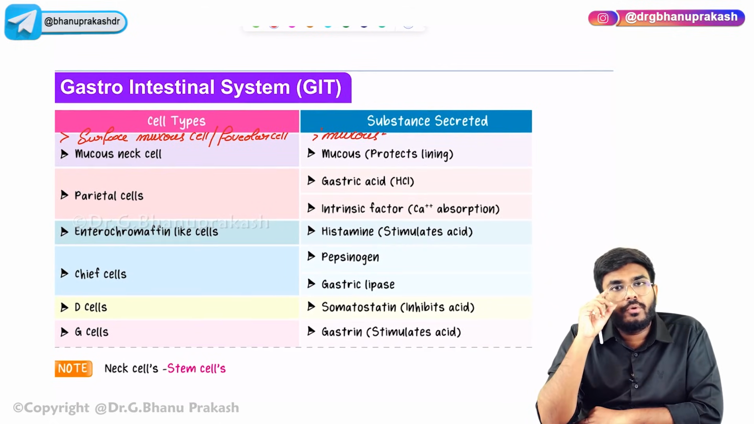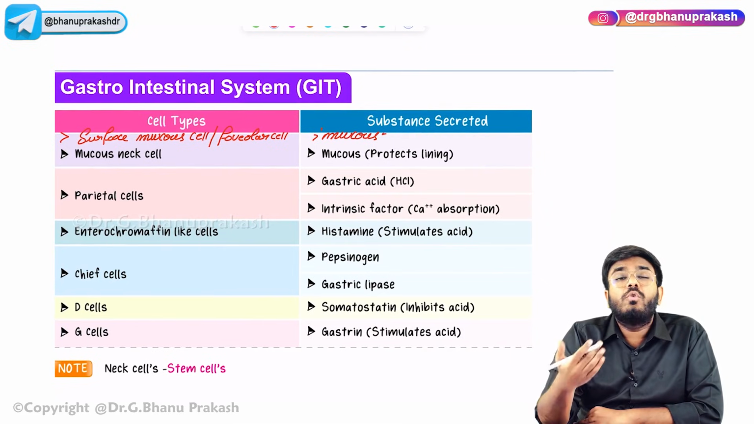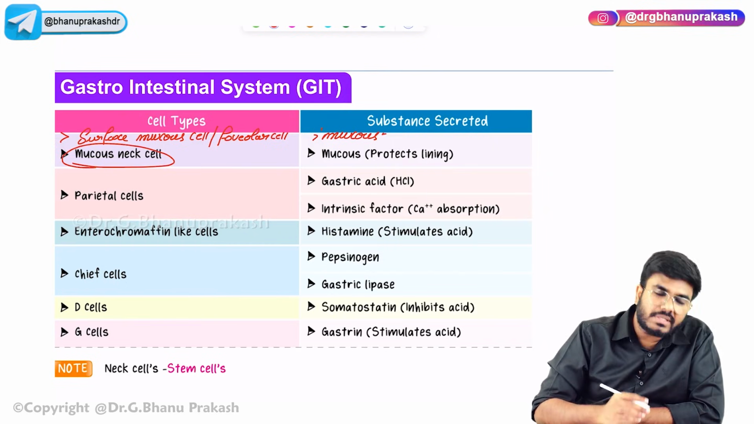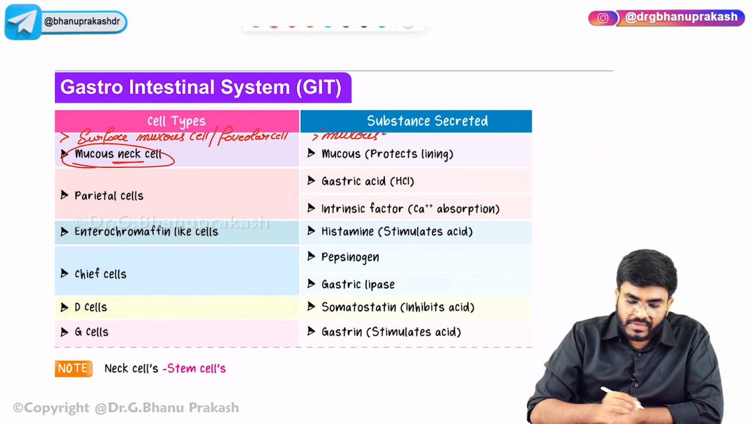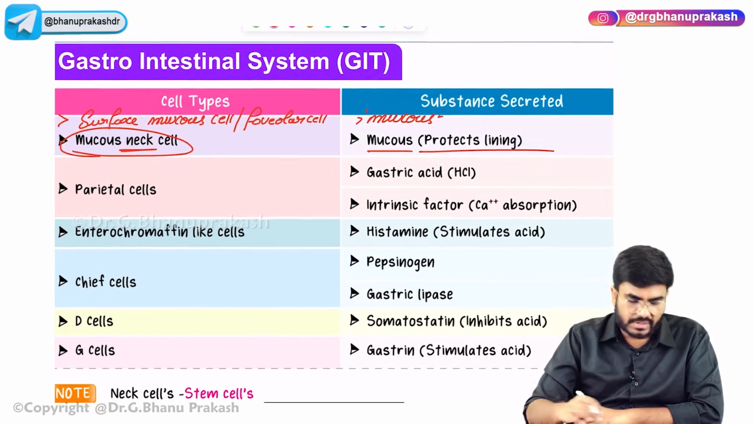The mucus in the duodenum, as we just discussed, is produced by the Brunner glands. Goblet cells produce the mucus in the intestines. Who produces the mucus in the stomach? It's the surface mucus cell, also called the foveolar cells. Also, one more cell present a little down from it is called the mucus neck cell. Even this mucus neck cell produces mucus.